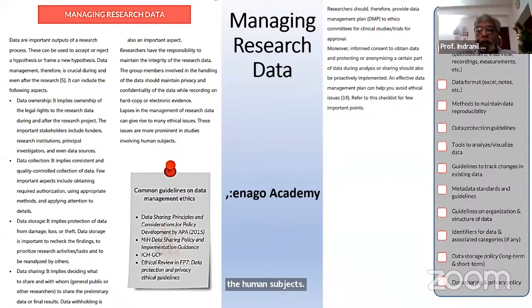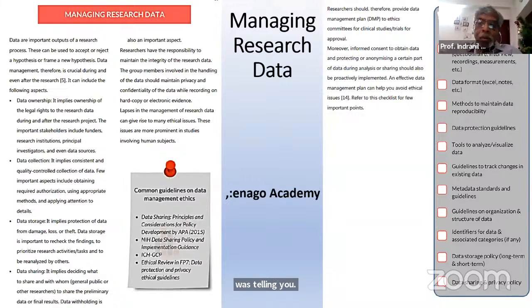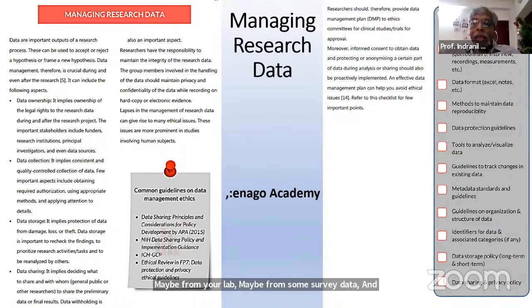Now, I come to a very, very important part of this research, which is managing research data. Just now, I was telling you that you have undertaken some research based on primary data that you have gathered, maybe from your lab experiments, maybe from some survey data. And then when you have made some publication, someone comes in and tells you that no, it is disputed, it is flawed, needs to be re-examined. So that is why data management is very, very important.